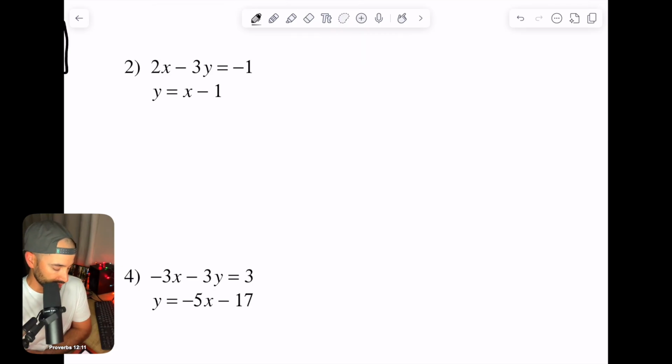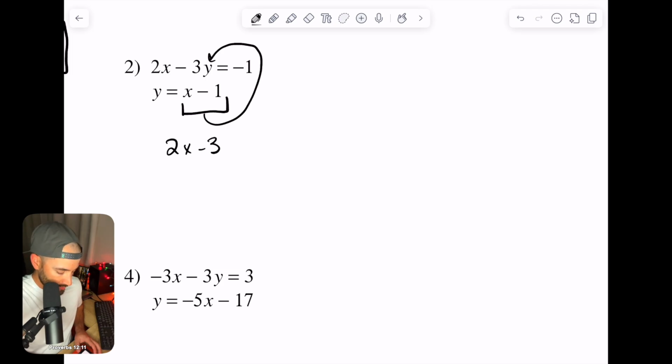All right, so let's go ahead and do another one like that. So again, number 2, we have 2x minus 3y equals negative 1 and y equals x minus 1. And the second equation is already set equal to y. So again, we're going to do it the same way, okay? We're going to take this part, x minus 1, and plug it in or substitute for y. And so when we do that, we will have 2x minus 3 times parentheses x minus 1 is equal to negative 1. Same steps as last time.